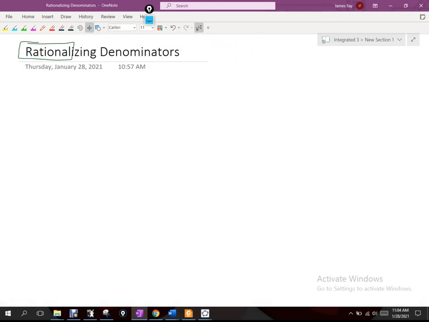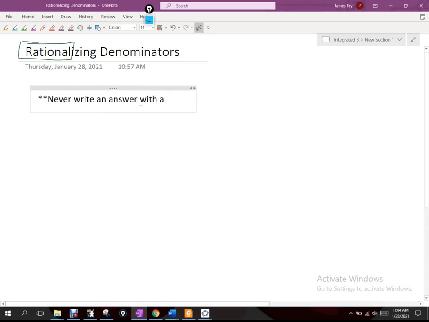And in my opinion, I think the rule is designed because in future applications, it's going to be easier to work with if there are no radicals in denominators. But basically the rule says you never write an answer with a radical in the denominator. It's just a general rule that all across mathematics we abide by. Okay?